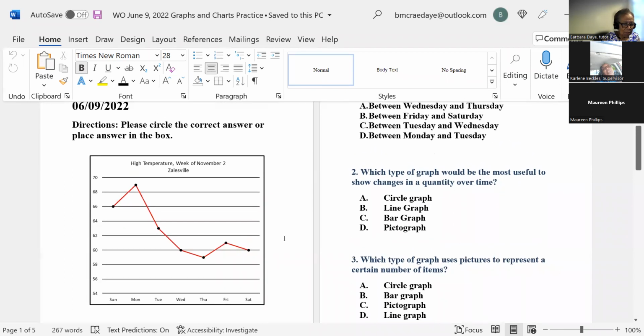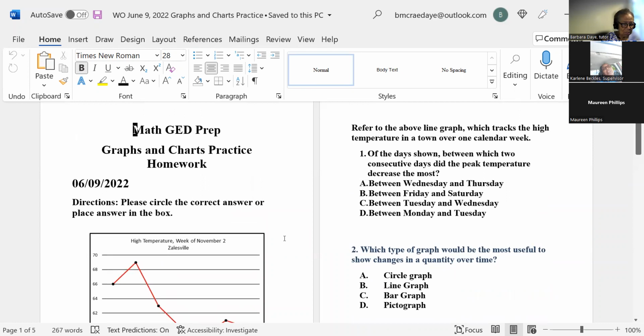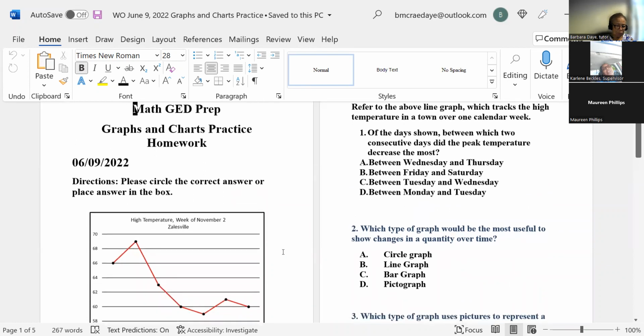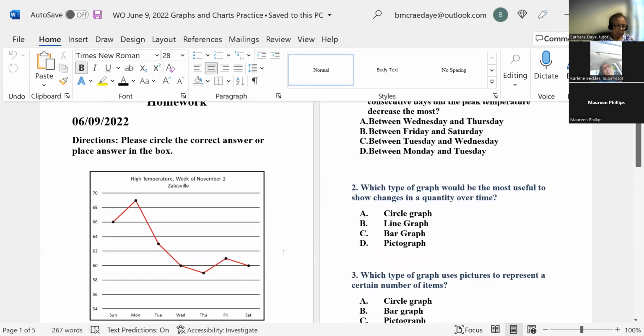Now, Maureen, see if you can answer this question. Of the days shown, between which two consecutive days did the peak temperature decrease the most? Now, you see the graph. The days are on the X-axis. Temperature is on the Y-axis. Between which two consecutive days did the peak temperature decrease the most? What would you say, Maureen?